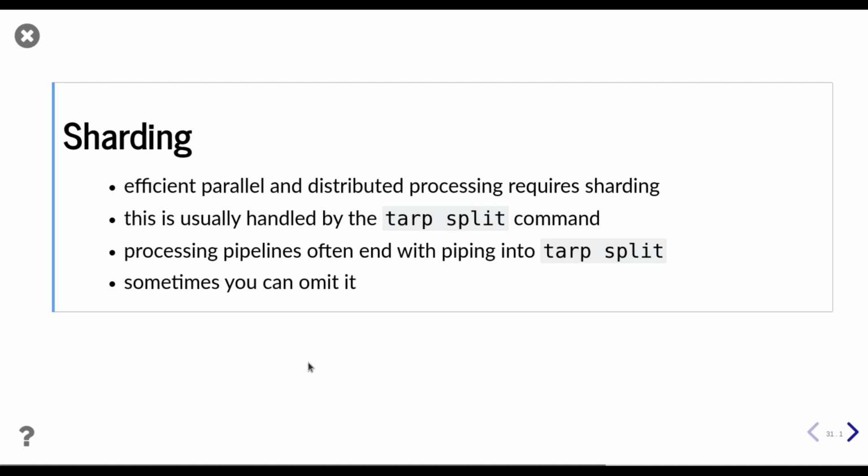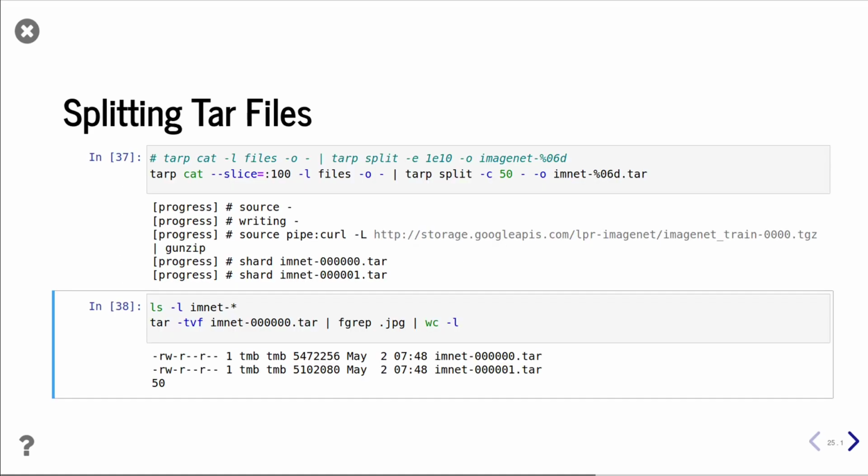Efficient parallel and distributed processing requires sharding for reasons we've already discussed. This is usually handled by the tarp split command. As a result, processing pipelines often end with piping into tarp split. But sometimes you can omit it as an optimization, for example if you know that the output shards are going to be roughly the same size as the input shards.